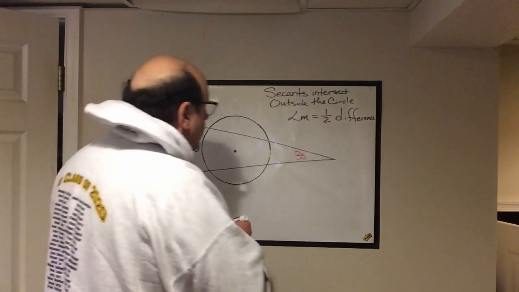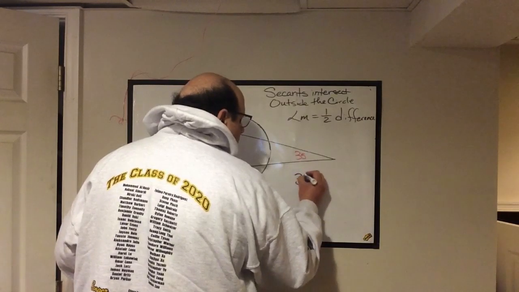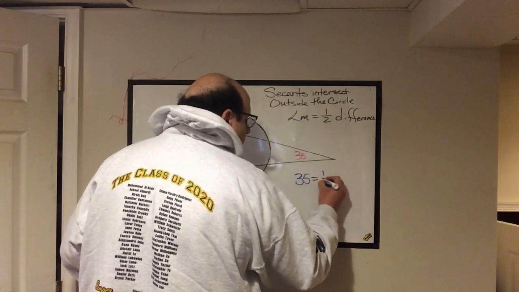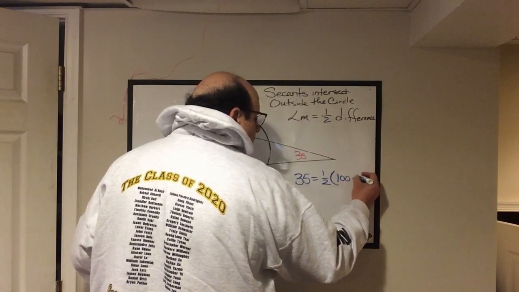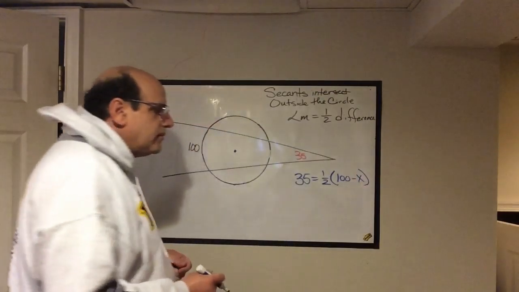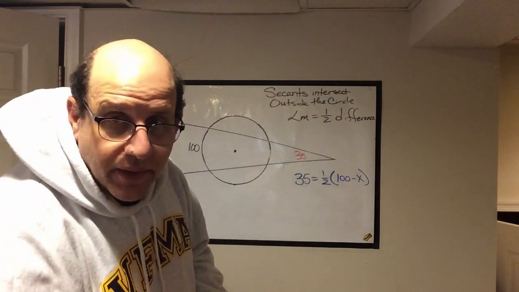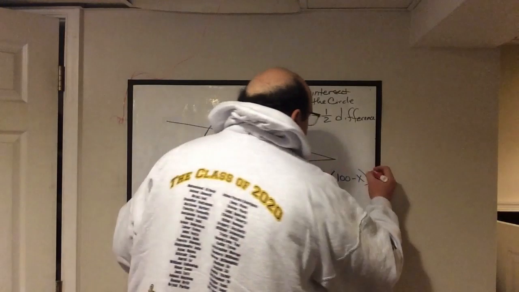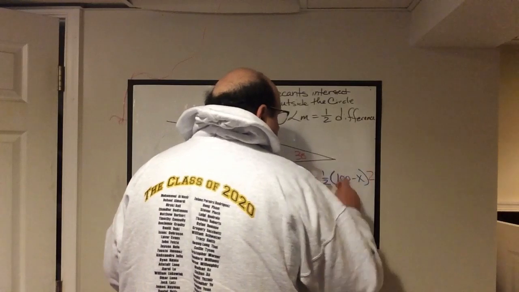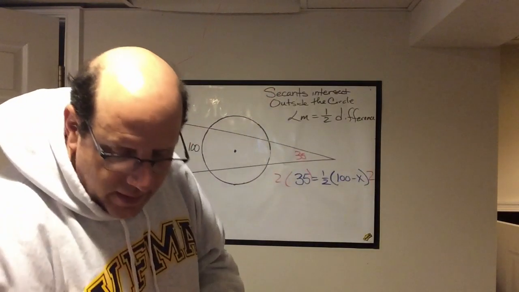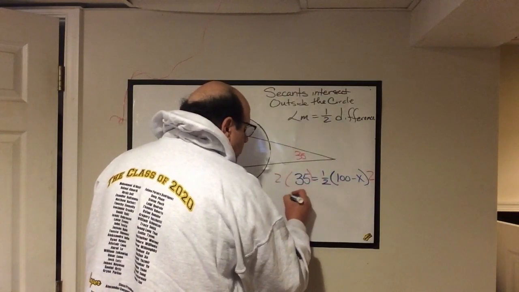I'm going to do it in a different color. I already know the measure of the angle, so I'm going to say that 35 is equal to 1/2 times 100 minus x. Like I said before, I hate having that 1/2 there, so I'm going to multiply by 2 on both sides. And then I can get to work. Then I know what I can do from there.